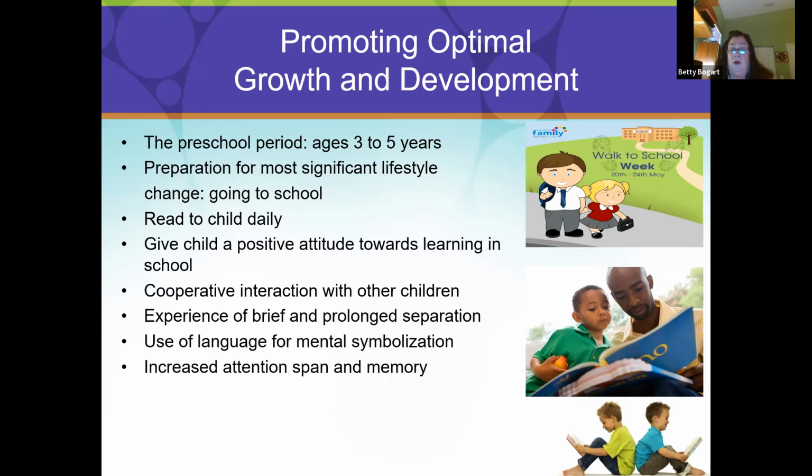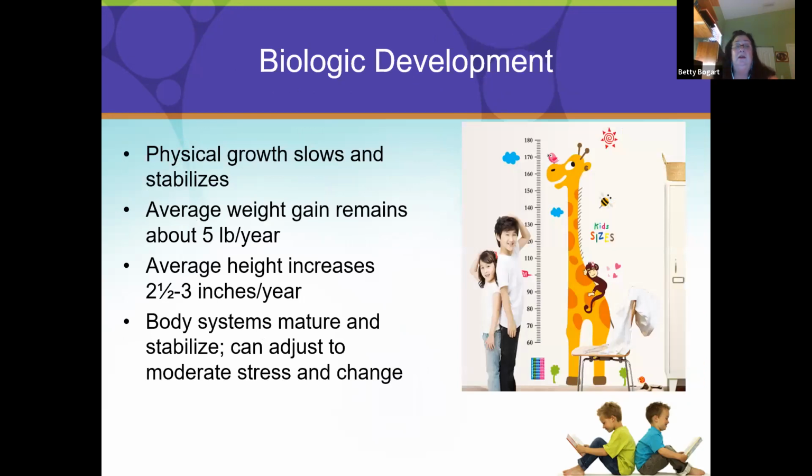We know that going to school, some children have never been in daycare. Some children go directly from the home, not many today, but they go right into school, and now they are there for 6 hours or whatever amount of time. And this is a separation away from the family. So they have to learn how to work with other adults. They have to be able to be social with other children, and they're going to have to listen to the rules. They have to understand. So that increased attention span and memory. So it is a big deal as we get into preschoolers and getting them ready for their kindergarten.